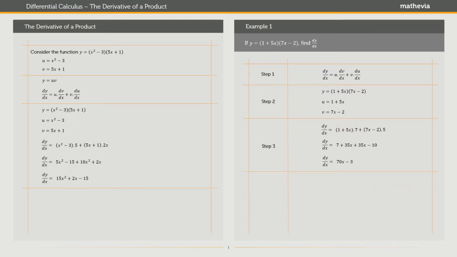It's actually really easy. It's just a very simple formula. Keep u constant, differentiate v, add this to keep v constant, differentiate u. Simple. Now, let's do another example.